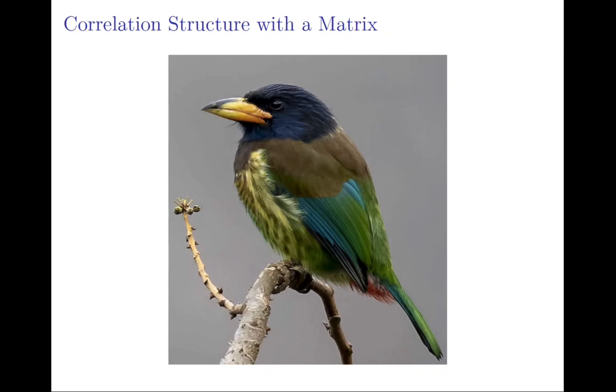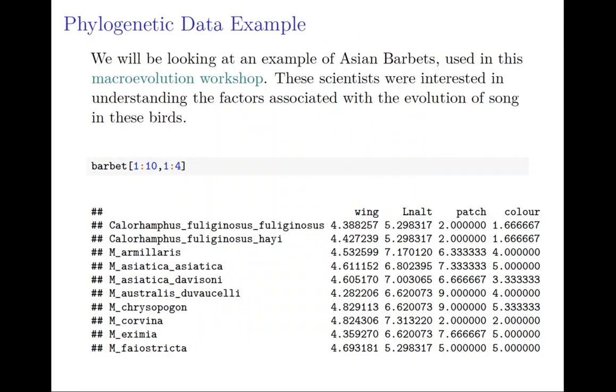Okay, but let's try to think about beyond just a single space or time. What if you have a matrix of correlation? And we're going to be looking at data on closely related barbet species. So we'll be looking at an example of Asian barbets. They're super cool birds that disperse a lot of seeds. They're frugivores. And this data set was used in the macroevolution workshop that I mentioned. And the scientists working with this data were interested in understanding the factors associated with the evolution of song in these birds. And so here is what the data look like.